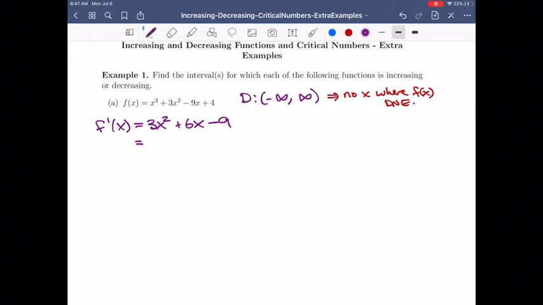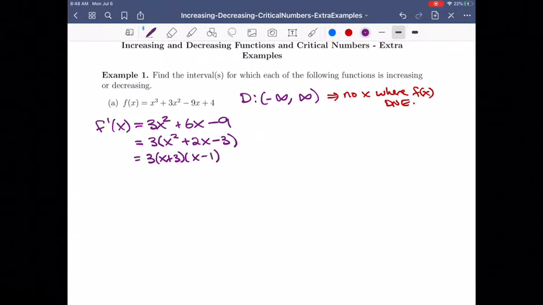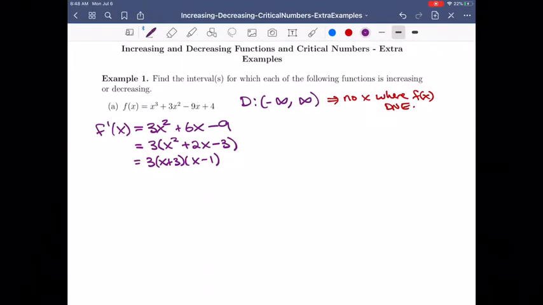And I want to set this to 0, so I see that I can pull out a 3. Okay, and then I can actually factor this. So I think it's going to be x plus 3 times x minus 1. Okay, so there's my derivative. So now I want to know, where is this equal to 0? Okay, so that's when 3 times x plus 3 times x minus 1 equals 0.